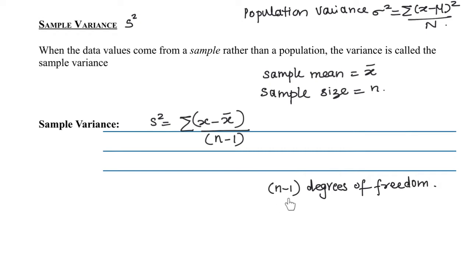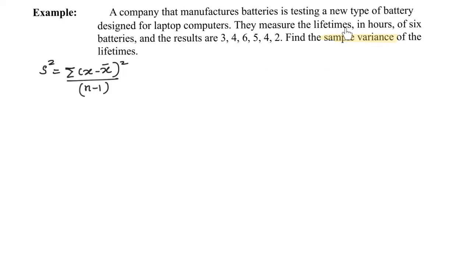The quantity n minus 1 is sometimes called the degrees of freedom for the sample standard deviation. For a sample of size n, there will be n minus 1 degrees of freedom. Here, the lifetimes of 6 batteries in hours are given. We need to find the sample variance. So, this is the formula for the sample variance.